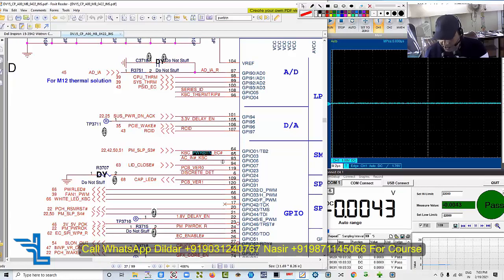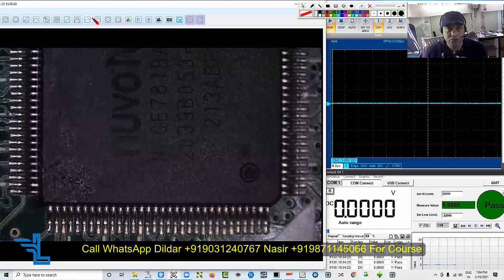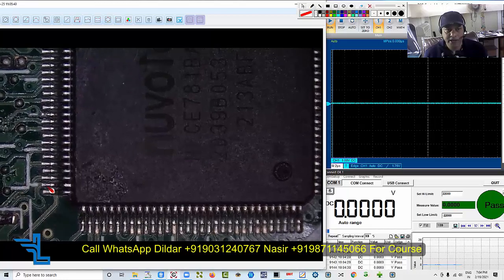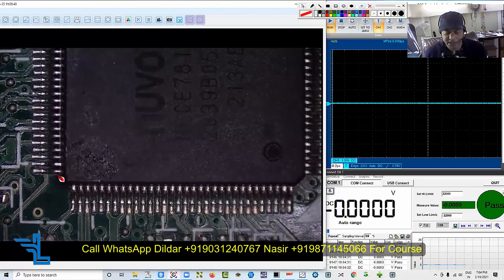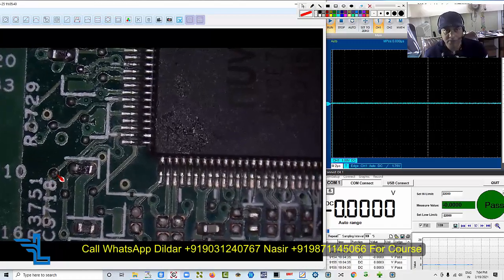So we cannot check it with the help of a multimeter, just because it has debounce logic. We need to check it with the help of a DSO. Now, I have turned on the board. See, here you can see that 32, 32, 32 is equal to 96. This is the 95. So here we need to check on pin number 95, whether we have the debounce logic or not.